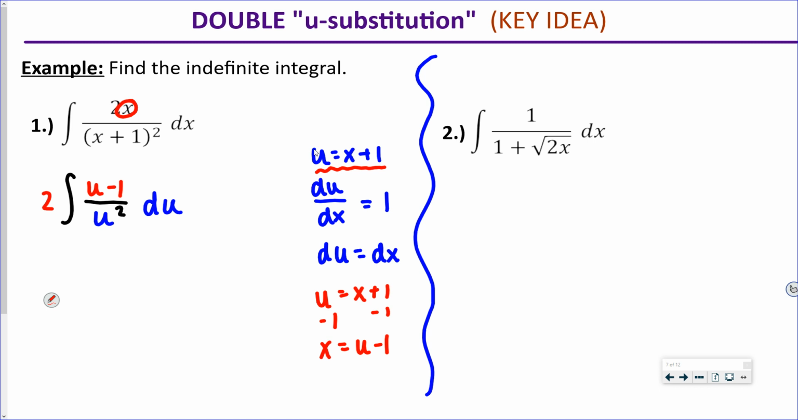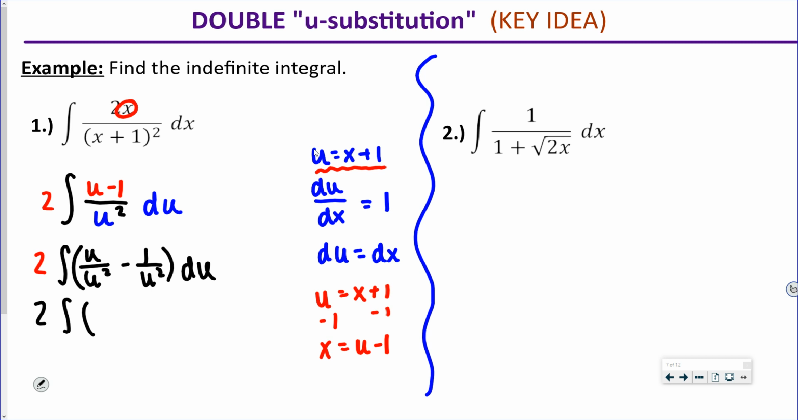All right, so now I'm looking at my work. Everything's in terms of u, so that's good. Before I anti-derive this, I would probably simplify this integrand a little bit. So I could rewrite this as u over u squared minus 1 over u squared du, which would give me 1 over u minus u to the negative second power.